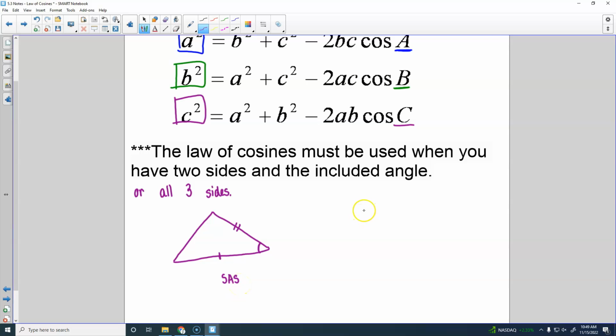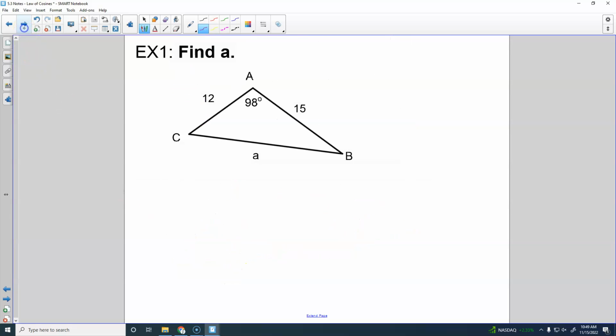Also, if you have a triangle where you know all three sides, then you're going to have to use law of cosines there as well. So these are the two cases where you are going to have to use law of cosines for these particular cases. So let's look at a problem.